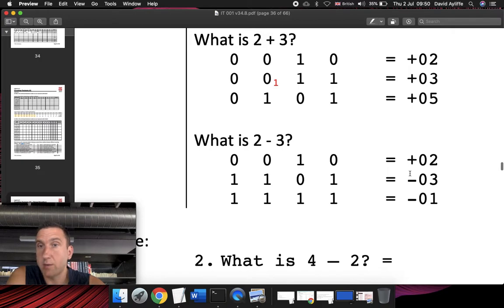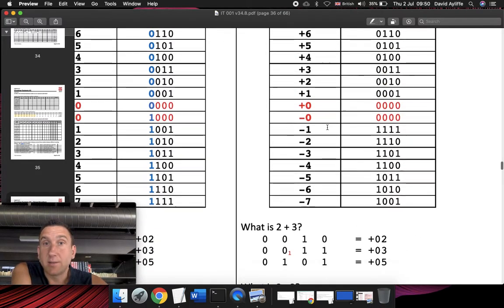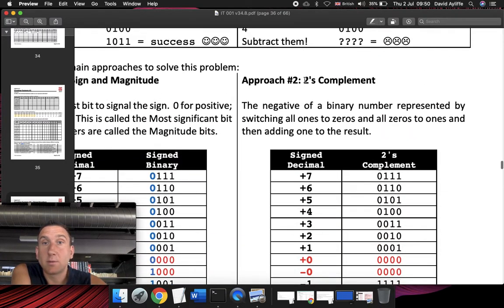And 2 minus 3 is minus 1. Super. Okay, seems to work. Not seems to work, it works. And this system of 2's complement is what we use today. This is how computers store negative numbers today.